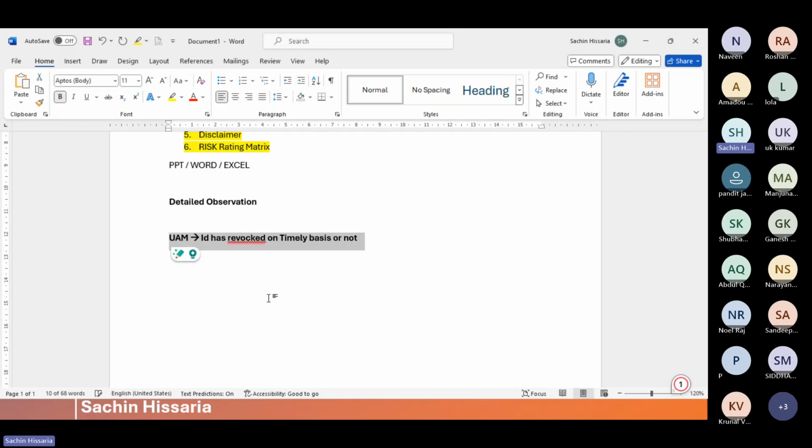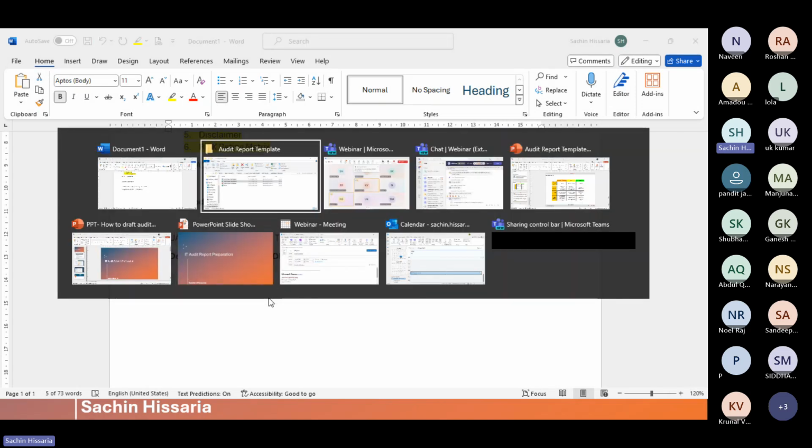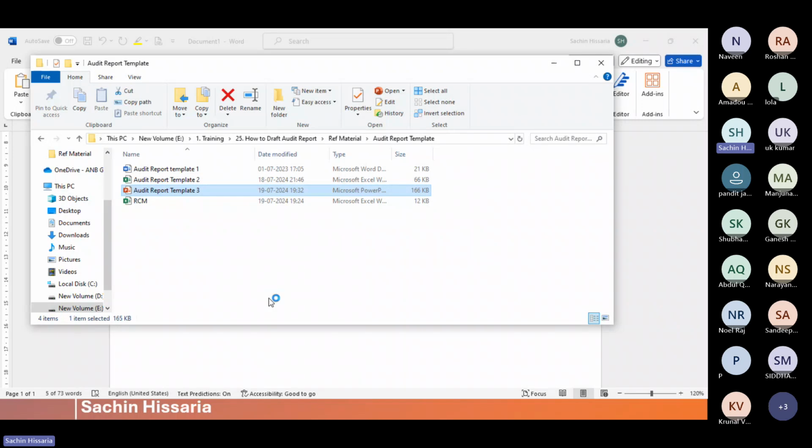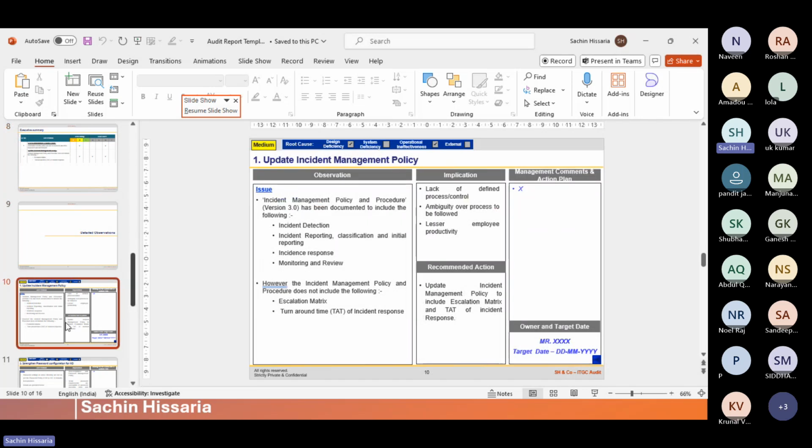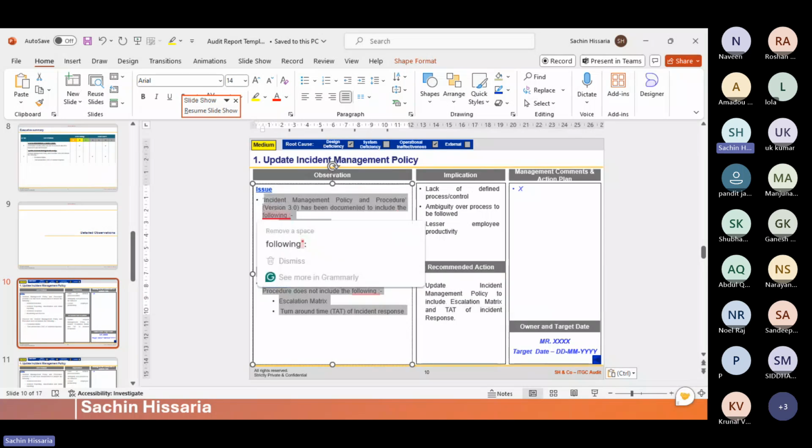Now, suppose you are verifying this particular control, and while verifying it, you have noted that there was some delay in the deactivation of the ID. Now you have to write an observation for this scenario. So how will you write a detailed observation on this scenario? Let me open one of the audit report templates itself and we'll write that observation. While writing this observation, we'll discuss how, as an auditor, we write observations. So for example, this is the slide where I will be preparing the observation. Let me delete all these things.